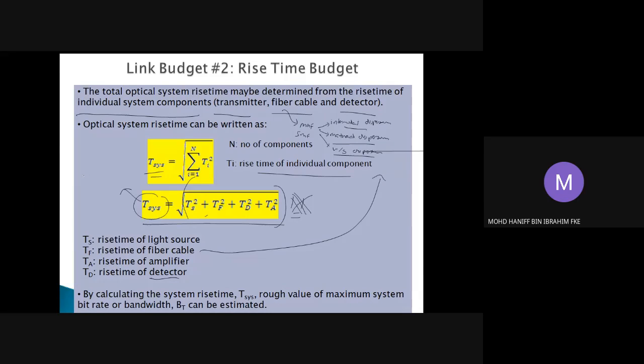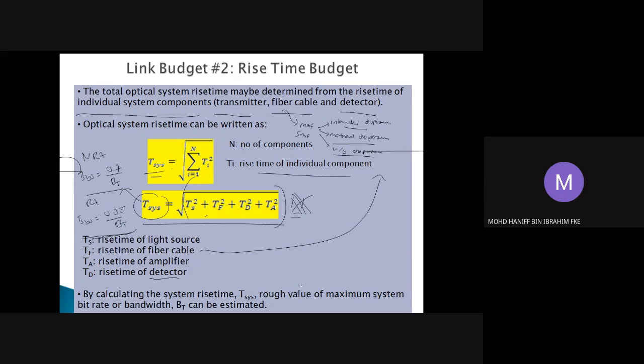Yeah, because from the equation that we have seen just now, if you are using NRZ, the relationship between the total rise time and the bit rate is 0.7 divided by the bit rate. Whereas for RZ, the total rise time should be given by 0.35 divided by the bit rate. So by knowing the total rise time value, we can roughly estimate the maximum system bit rate or the bandwidth of our optical system.